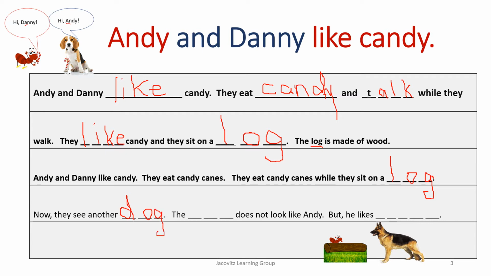The dog does not look like Andy. D-O-G. So you have it several times, so you learn how to spell, and you look at L-O-G here and D-O-G here and get the sound. L-O-G. Log. Short sounds. And here it is here, only with the D. D-A-W-G, dog. The dog does not like candy, but he likes Andy.